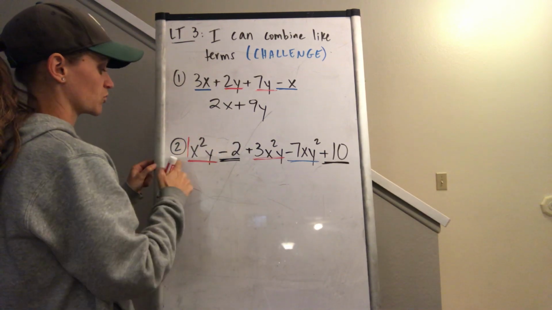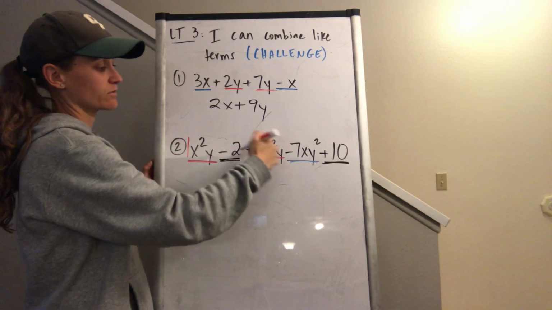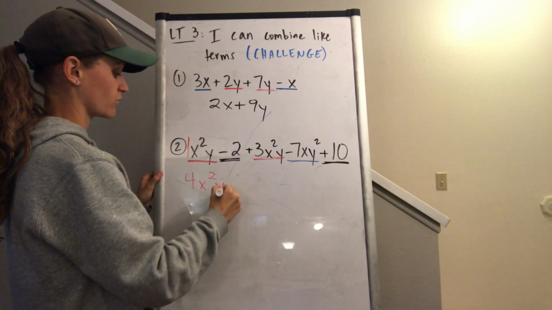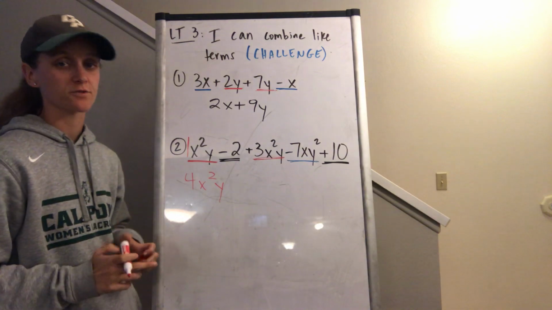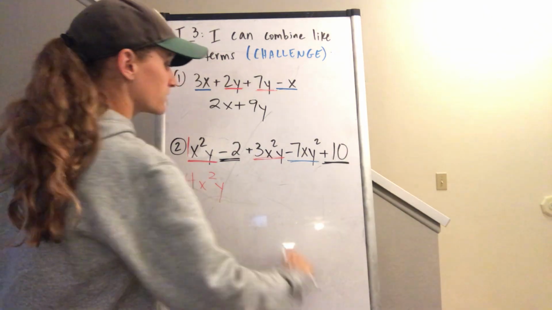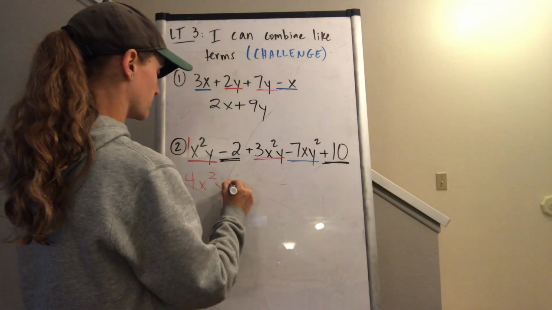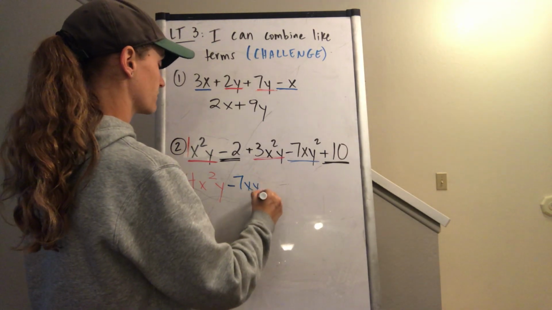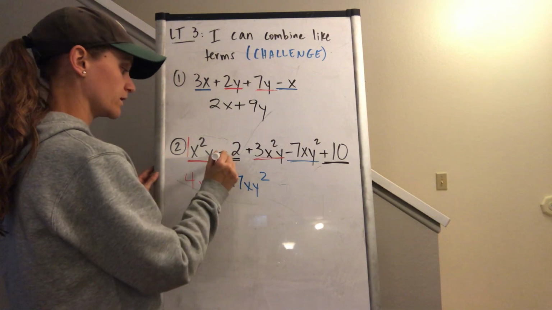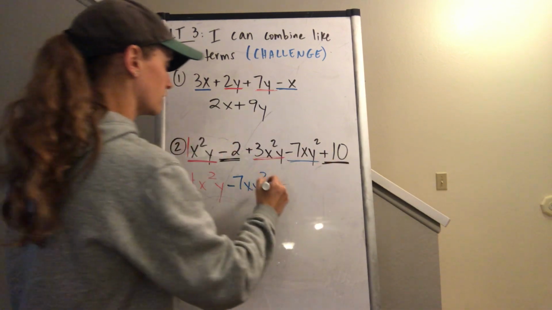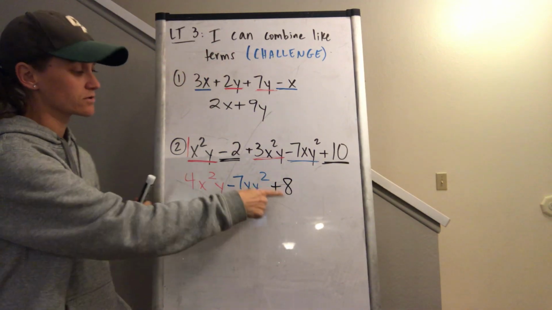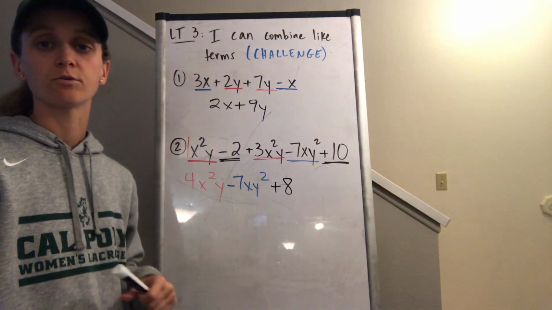Alright, so if I combine the red ones, remember there's an invisible 1 in front here? So that means that there's 1 of these guys and 3 of them over here. So that means I have 4 total. And I'm just going to write x squared y because I just rewrite the variable after. Alright, and then next, this one's just all by itself, so I'll put the minus 7xy squared. And then last I have negative 2 plus 10, which would be positive 8. And I can't do anything else from there because none of these are like terms because they don't have the same variable combination.